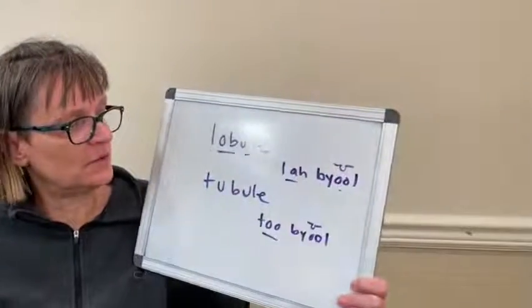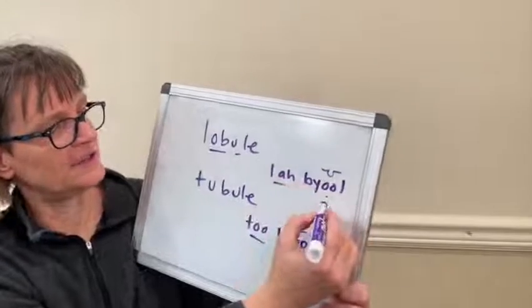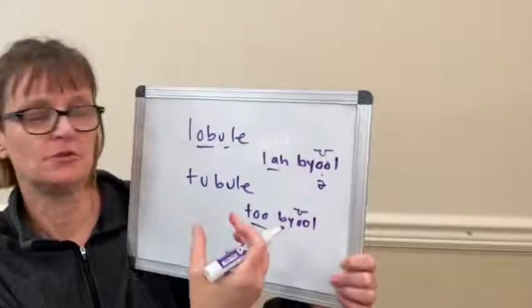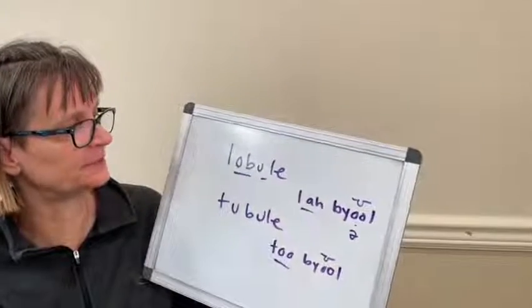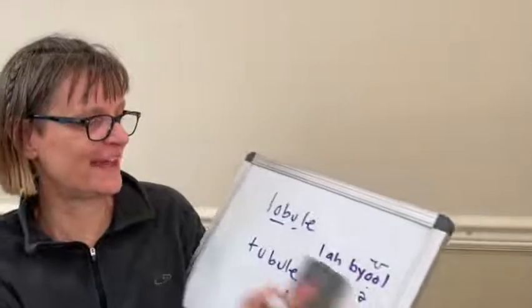Okay, good. So as I mentioned, you can use that oo vowel. It also said that you could have a schwa, like more of an uh, tubule, lobule, because the first syllable is stressed. Great, thank you for that request. I learned something today as well.